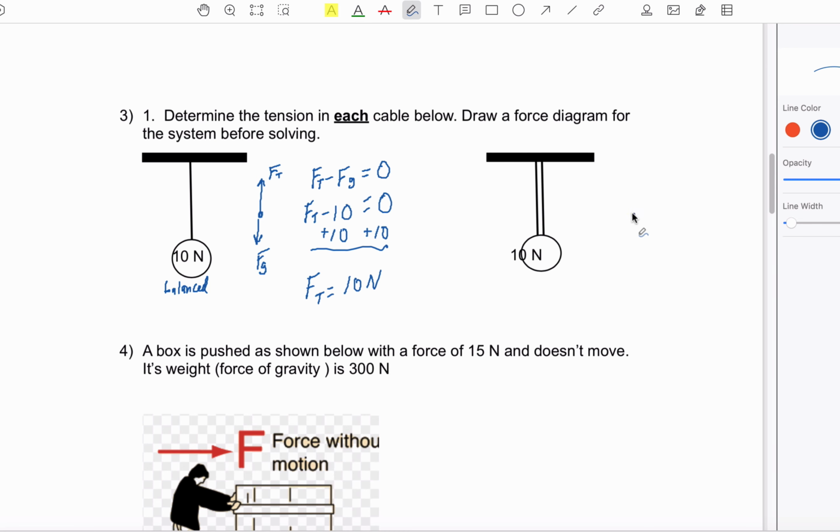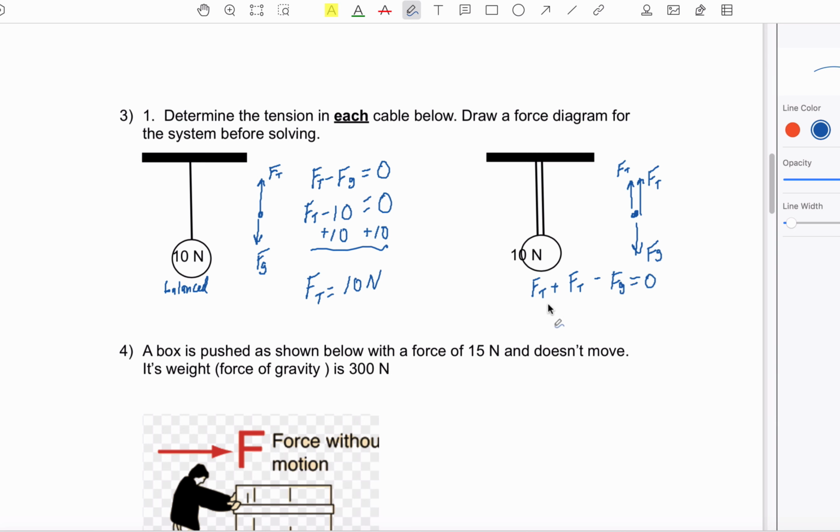Similarly here, we've got two tensions. So I've got Ft and a similar Ft, and I have the weight pointing down. Now we know these are balanced, so we have Ft plus Ft, these are supposed to be two cables, minus Fg equals 0.